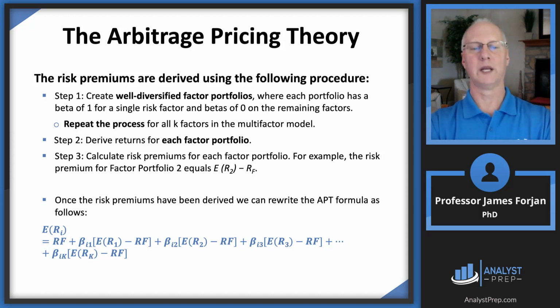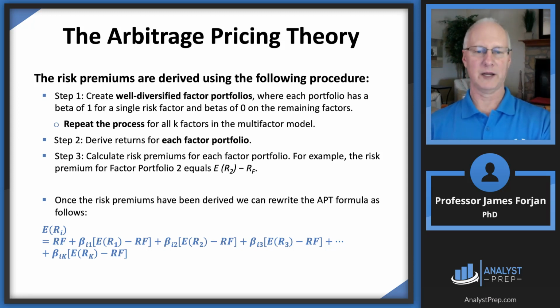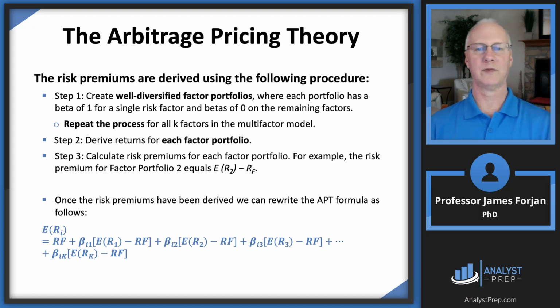All right, so once we can do this, then we can rewrite this. And so there's the expected return on an individual stock. It starts with the risk-free rate of interest, and then there's beta I1 and beta I2 and beta I3. And there's the expected return on factor 1 minus the risk-free rate of interest. And so those are market risk premiums.